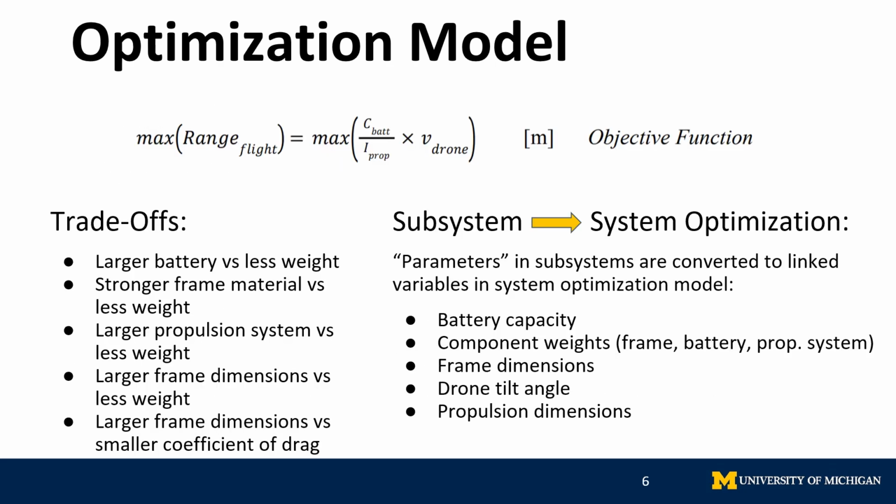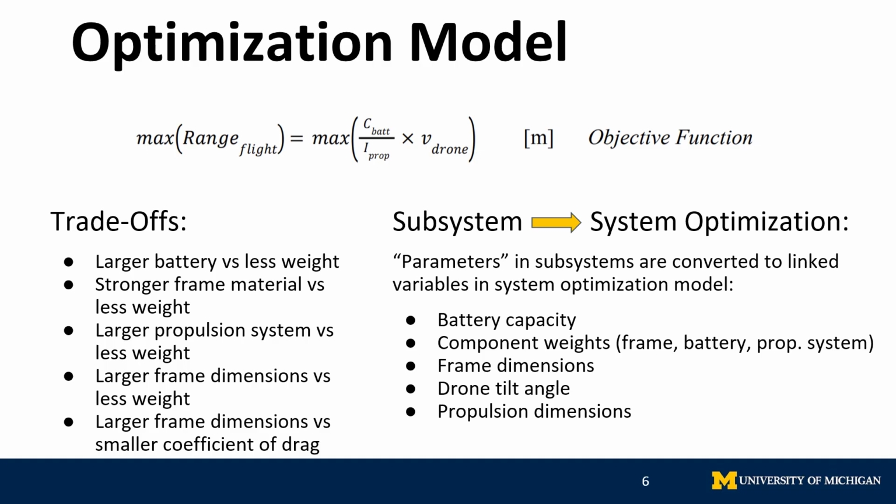The objective of this system-level model is to maximize flight range, as shown by the equation at the top. Achieving this goal involves navigating trade-offs across several subsystems. For example, a larger battery can store more energy and extend range, but it also adds weight, which increases power demand and may reduce range. The same trade-offs apply to choosing stronger frame materials, larger propulsion systems, or adjusting frame dimensions. Each design decision pulls in multiple directions, making it a delicate balancing act. This is exactly where optimization models add value.